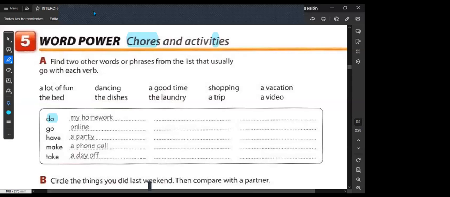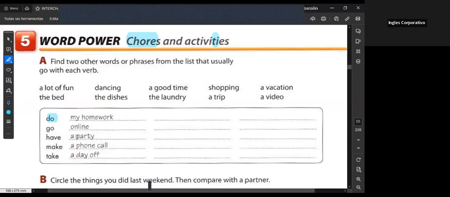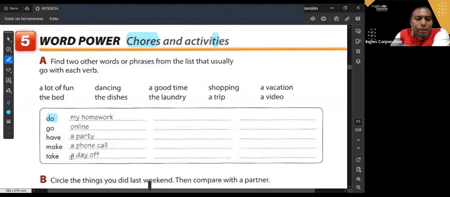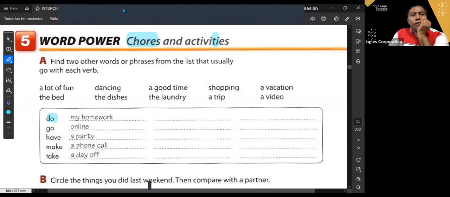Okay, so which ones are with do, which ones are with go, which ones are with have, make, and take. Take a day off es tomarse un día libre, ¿verdad? Un día de descanso. Okay. ¿Cuáles irían con cuáles? ¿Me escuchan? ¿Sí? Yes.